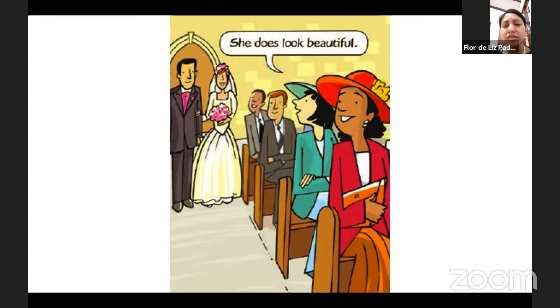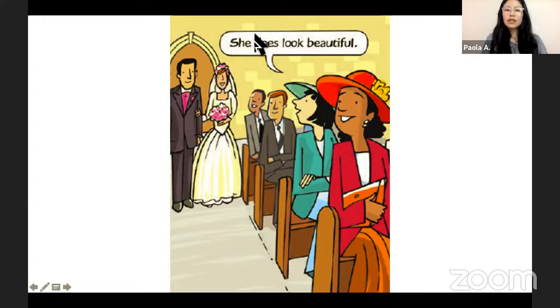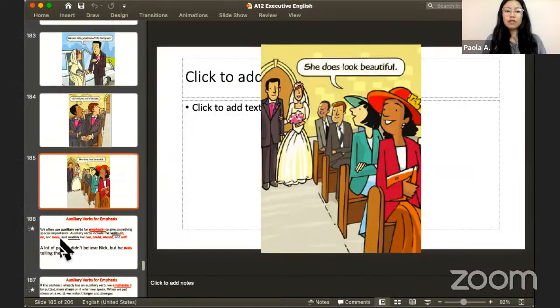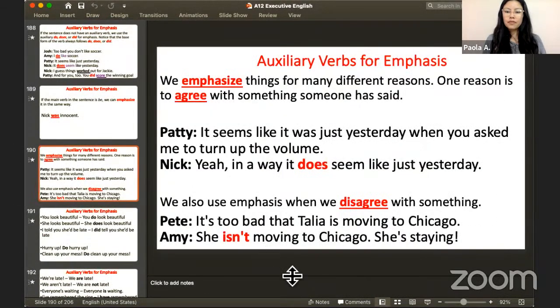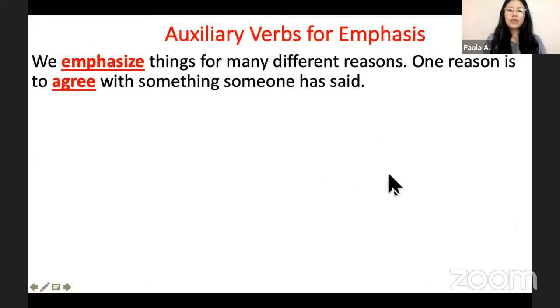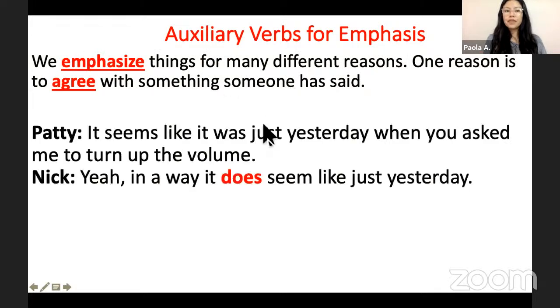She made a comment that the bride is beautiful. And he's saying, no, she does look beautiful. He's emphasizing how beautiful she is. So there are many reasons why we can emphasize any sentence or statement, right? One of the reasons is to agree with something someone said.